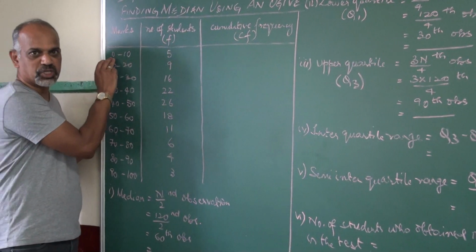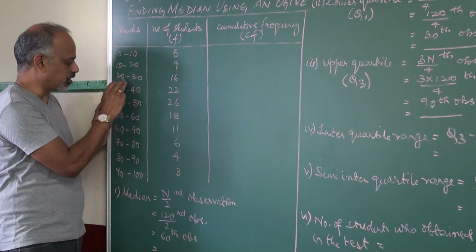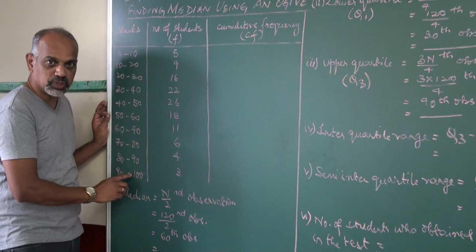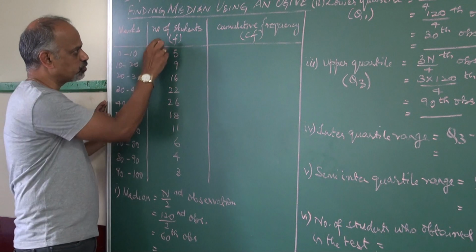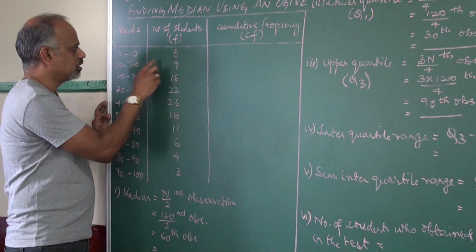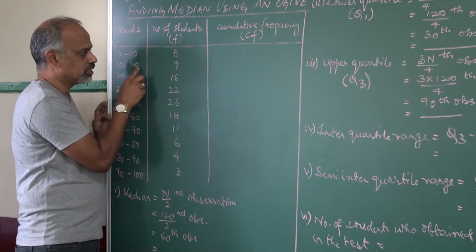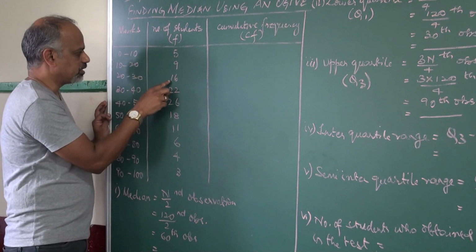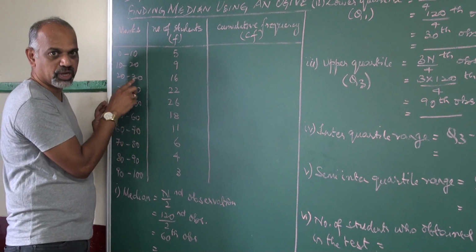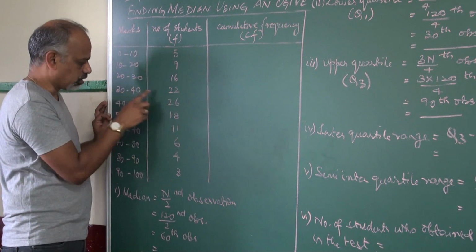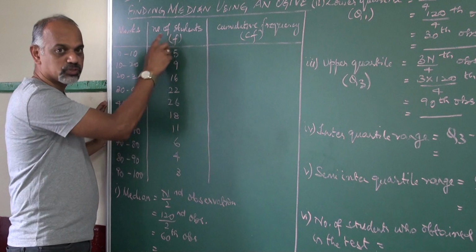The marks start from 0 to 10, 10 to 20, 20 to 30 and so on up to 90 to 100. And the number of students who scored these marks from 0 to 10, there are 5 students. 10 to 20 marks, there are 9 students who scored. There are 16 students who scored marks between 20 and 30 and so on. These are the number of students that are given.